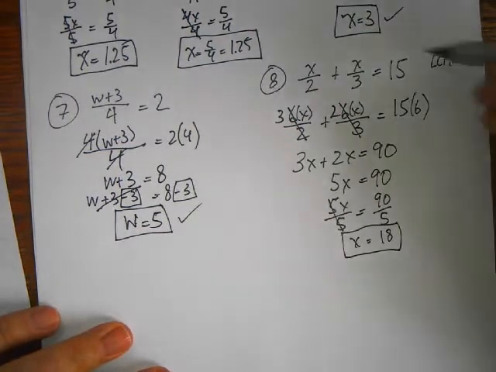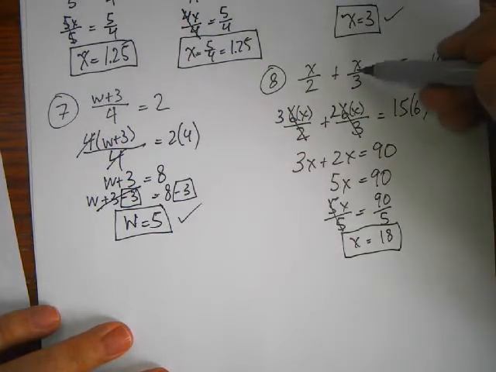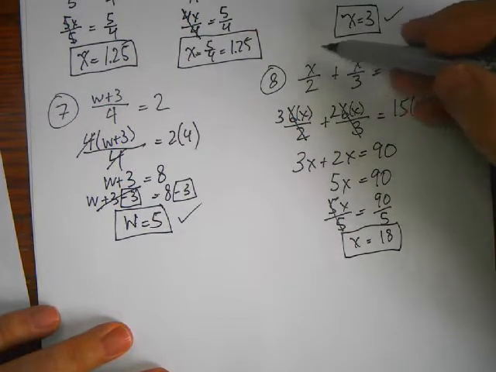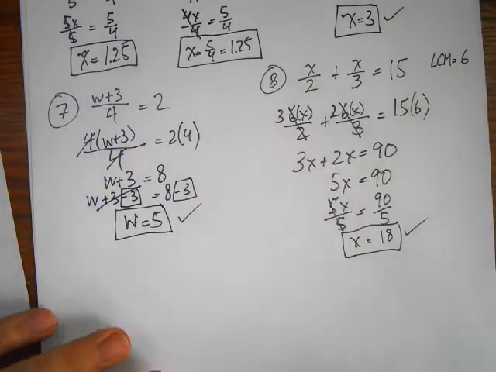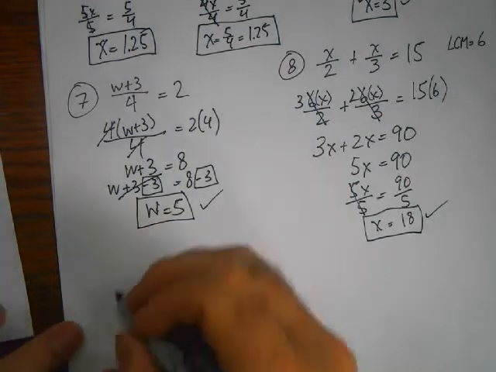Okay, and if you check that, 18 divided by 2, that's 9. 18 divided by 3, that's 6. So 9 plus 6 is 15. Okay, let's try this one.